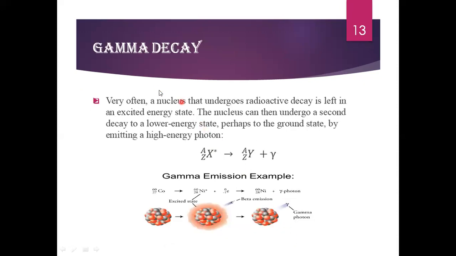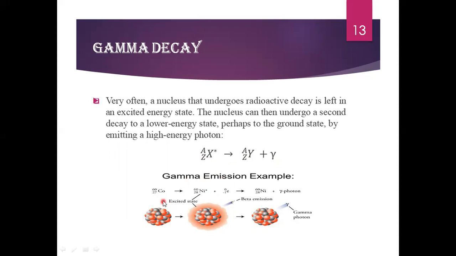At last, we will study the gamma decay, where a nucleus that undergoes radioactive decay is left in an excited energy state. The nucleus can then undergo a second decay to a lower energy state, perhaps to the ground state, by emitting a high energy photon. So this is the equation for the gamma decay. The X represents the parent nucleus in the excited state, and after it has gone through gamma decay, it comes to the ground state or lower energy state.